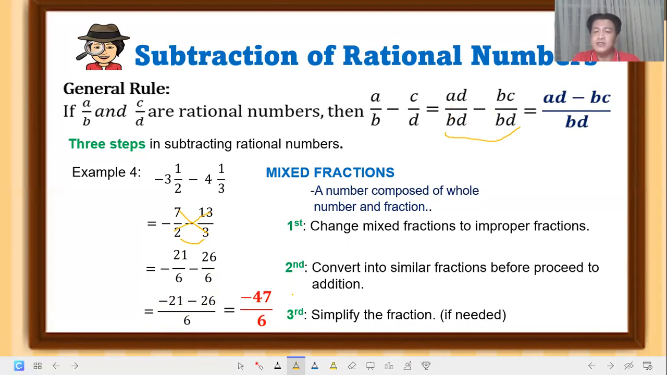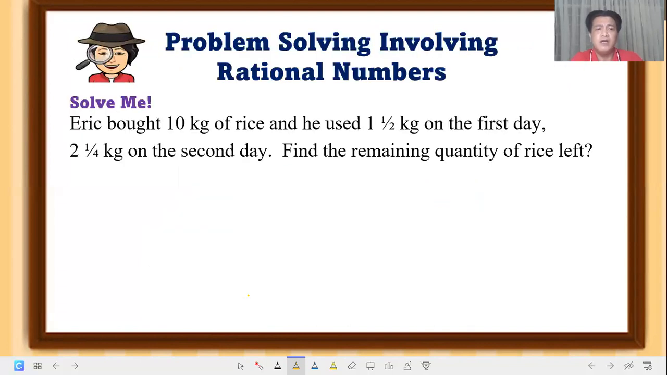Is it the final answer? Yes. Okay, kasi sila po ay relatively prime. Meaning to say, there is no common factor to both numerator and denominator. Okay, with that, let's solve this problem. Eric bought 10 kilograms of rice and he used 1 1/2 kilograms the first day, 2 1/4 kilograms the second day. Find the remaining quantity of rice he left.